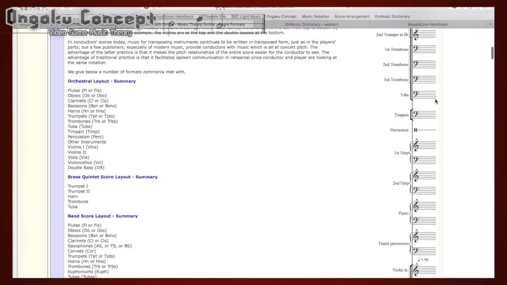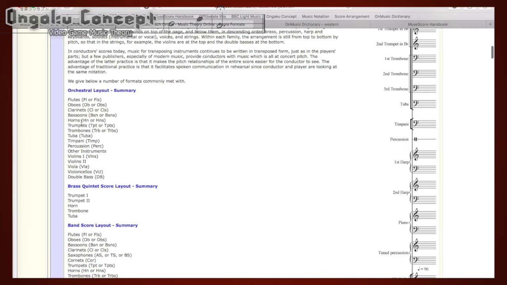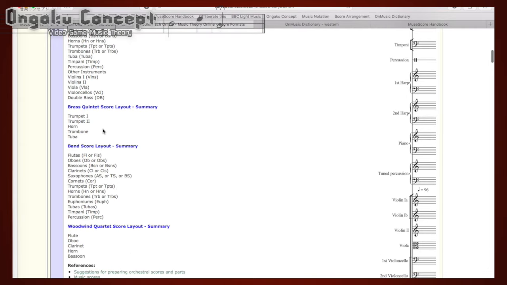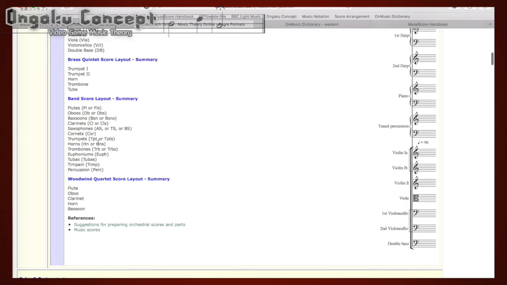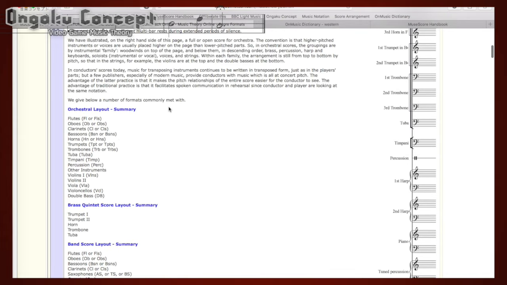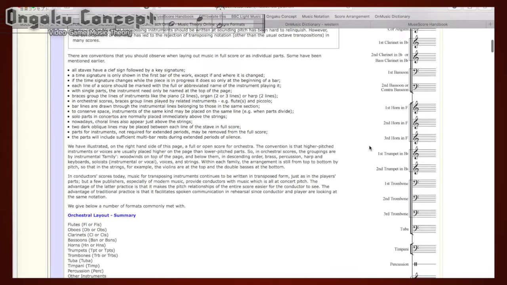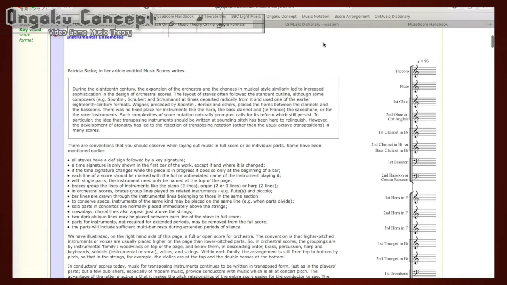I go back here pretty often, and there's even layouts for different ensembles, like when you're working with a band or a brass quintet or whatever. So this is a really useful page, and really, really good for setting up scores.